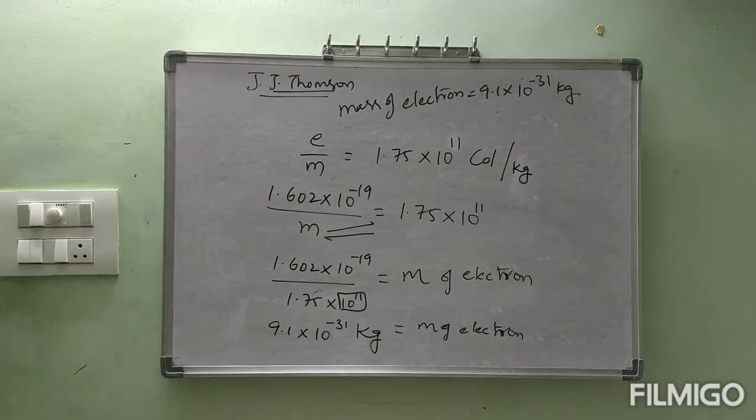Good afternoon, students. In yesterday's class, we saw the mass of electron, 9.1 into 10 power minus 31 kilograms. We calculated it by using two values, those are E by M ratio and charge of electron. Now once again, we will see the calculation in today's class.